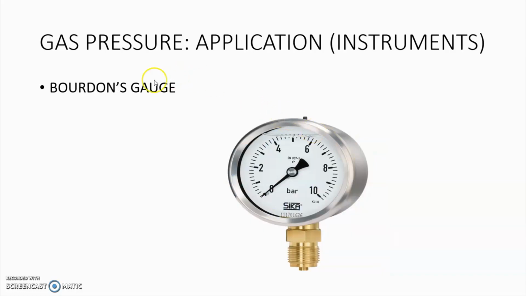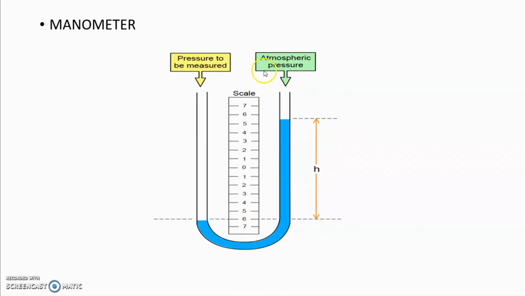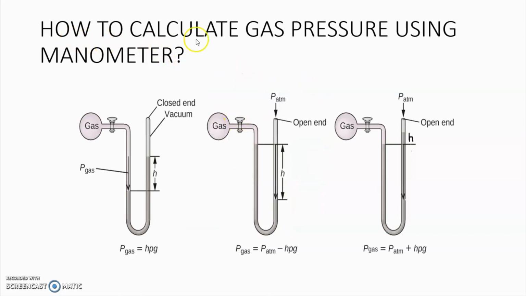Lastly, the application. To measure the pressure, there are two instruments. First, Bourdon gauge, widely used in engineering, and secondly, manometer. And lastly, how to calculate gas pressure using a manometer by measuring the h value. On the left, we can see a closed end vacuum. There is no atmospheric pressure present. So simply calculate it by multiplying these three values. h is the difference in height of the liquid, rho is the density of the liquid, and g is gravity.